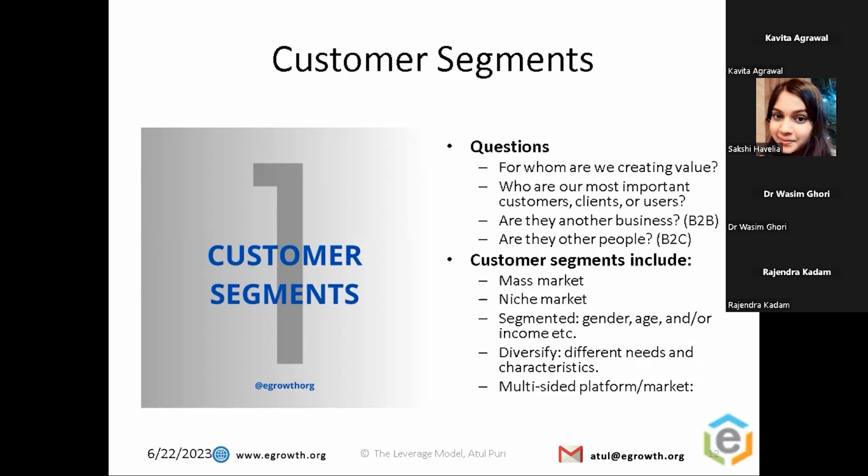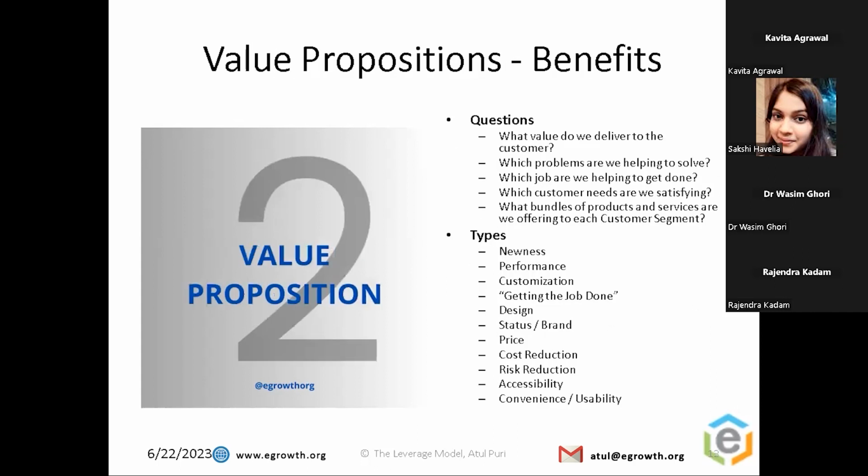Our customer segments could also be multi-sided platforms or markets like Amazon or Flipkart and the likes. The next most important piece is what is the value that the business is creating. Our businesses exist for the customer.